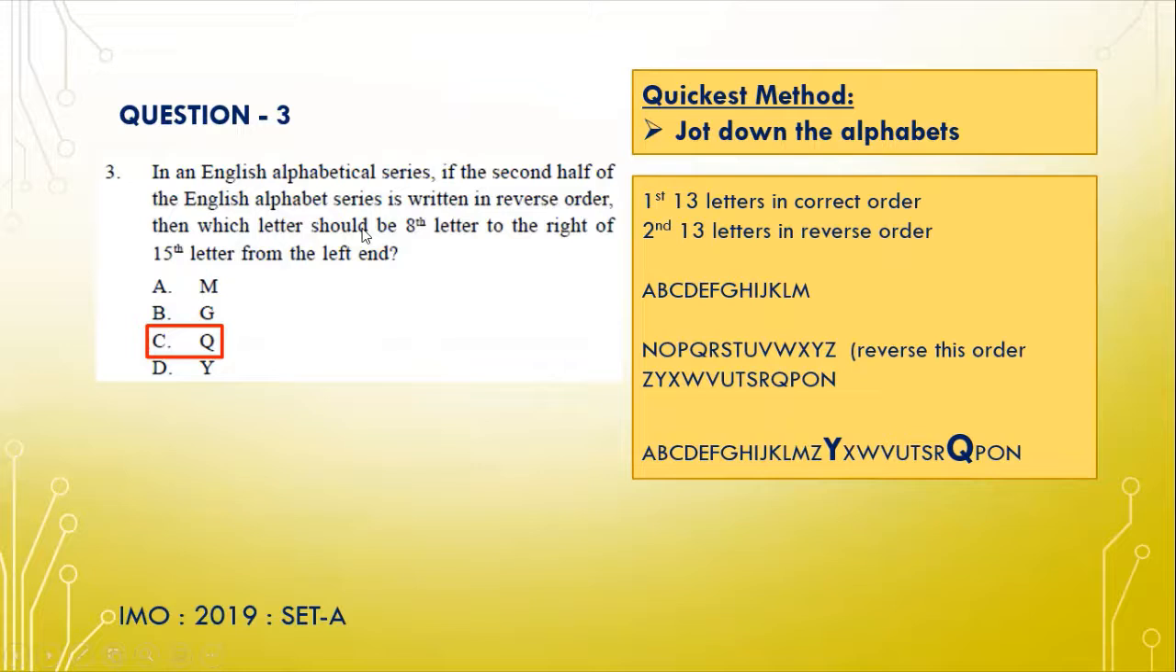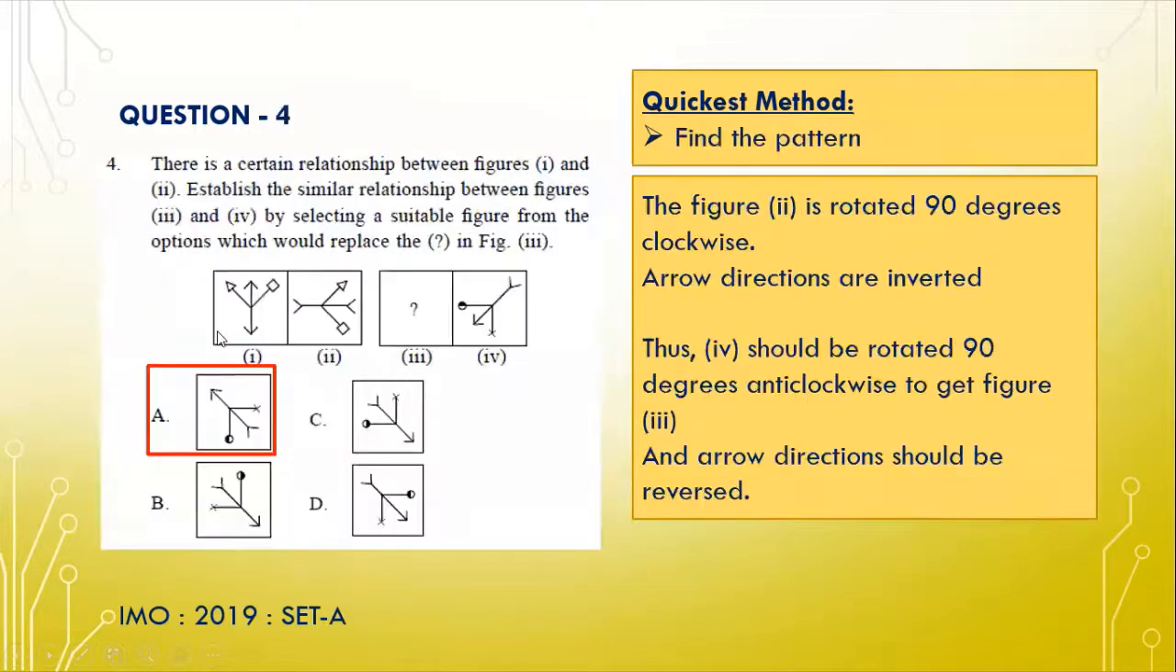Which letter should be the 8th letter to the right of the 15th letter from the left end? What is the 15th letter from the left end? 1, 2, 3, 4, 5, 6, 7, 8, 9, 10, 11, 12, 13, 14, 15. 15th is the Y. And 8th letter to the right: 1, 2, 3, 4, 5, 6, 7, 8, which is letter Q, isn't it? It is letter Q.